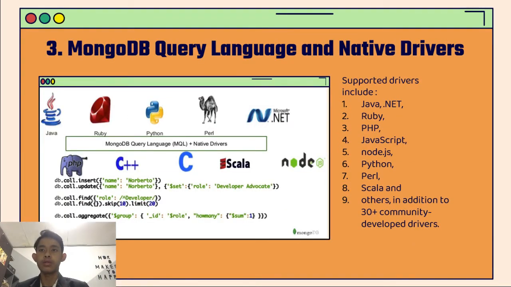Okay, third is the MongoDB query language and the native drivers. MongoDB provides native drivers for all popular programming languages and frameworks to make development natural. The supported drivers include Java, .NET, Ruby, PHP, JavaScript, Node.js, Python, Perl, Scala, and others.